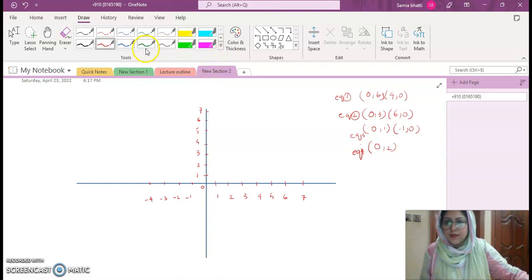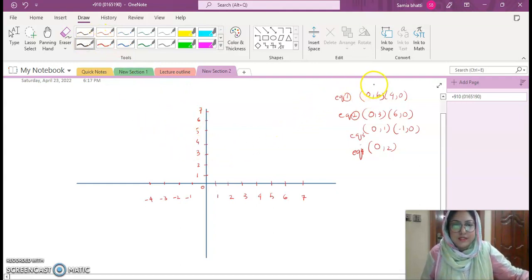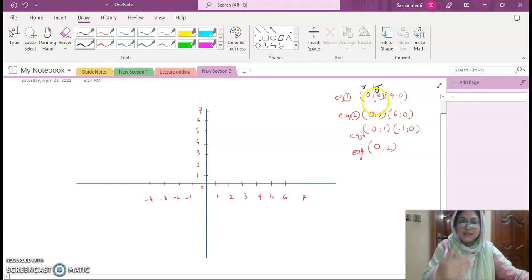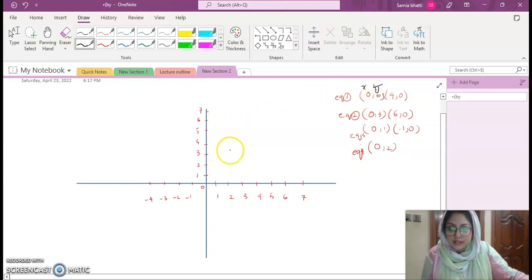Now time to plot it. So the first point is 0, 6. 0 is on the x-axis and 6 is on the y-axis. So I'm plotting 0 here, suppose, from equation number 1, and 6 on the y-axis. So 6 is here. Okay, so I have marked it here. Then again from the same equation I have two other points, 4, 0.